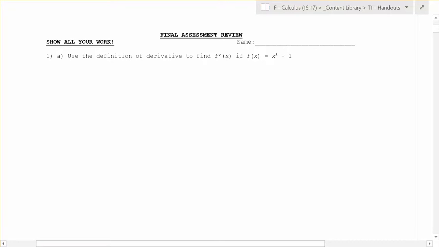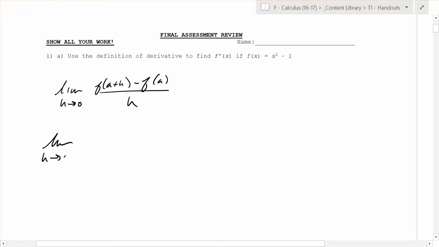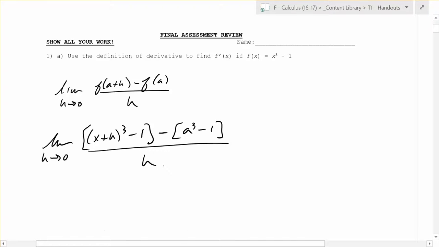Okay, so you started at the limit, right? So the first thing, the limit as h goes to 0 of f of a plus h minus f of a, all over h. So that's going to be the limit as h goes to 0 of x plus h cubed minus 1, right? Minus x cubed minus 1, all over h, right?